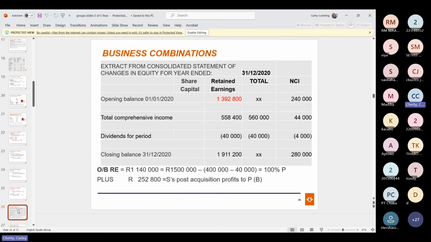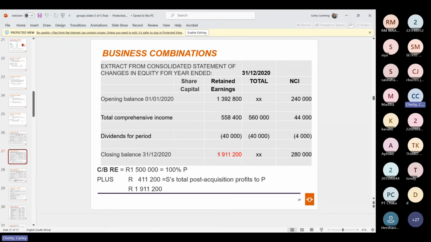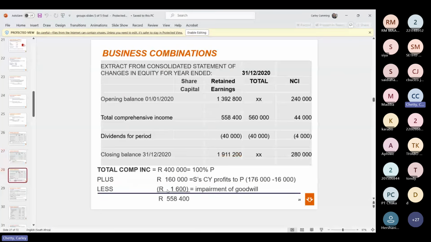Now let's have a look at how they calculated the closing balance. How did they calculate this closing balance of 1,900,000 over here in red? We are going to take the closing balance of P. Remember, we said this was given in the scenario, it was 1.5 million. Then we're going to add in S's total post-acquisition profits to P, which is 411,000. If we add that up, that will give us 1,911,200 rand. That is the closing balance on the retained earnings. So you're always taking P's portion plus S's post-acquisition portion, and then that will give you the closing balance on the retained earnings.